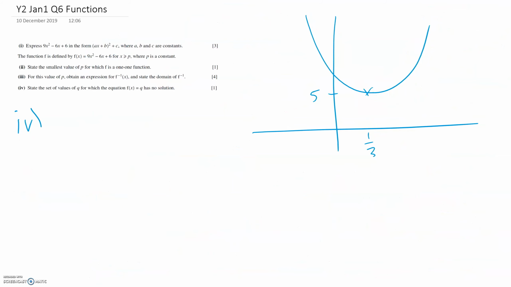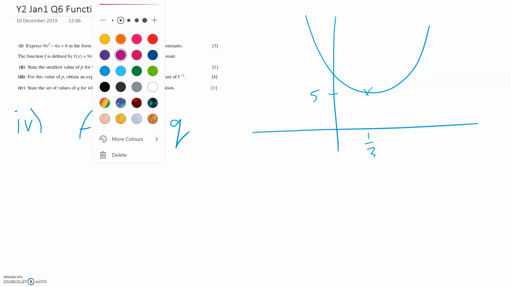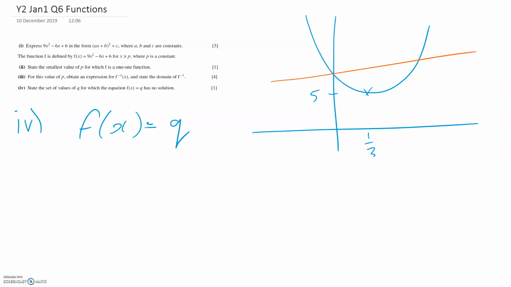For the final part, I've gone back to the original graph, cleared everything up a bit, because the question says what values of q does f(x) equal q have no solutions. Well, if y equals q, let's say q was 6, for example. If q equals 6, then, let's try again. That's better. So if q equals 6, for example, there would be 2 solutions here and here.